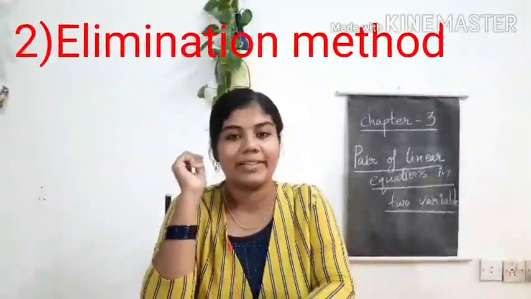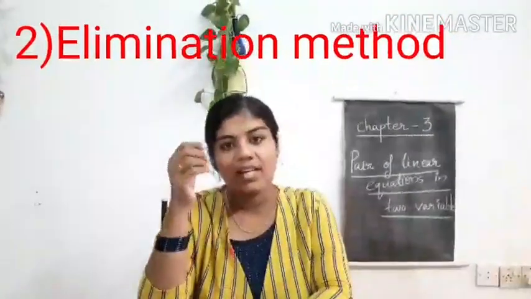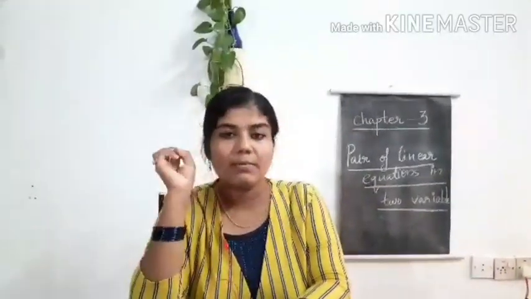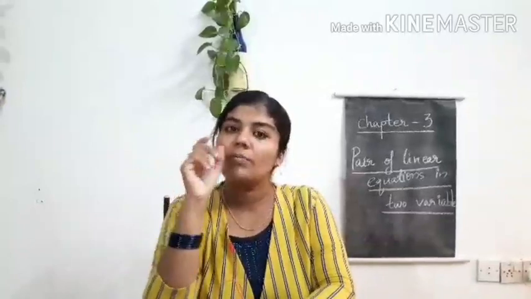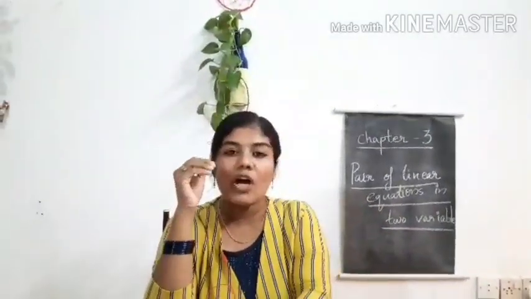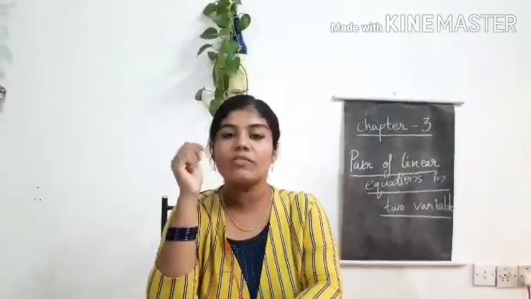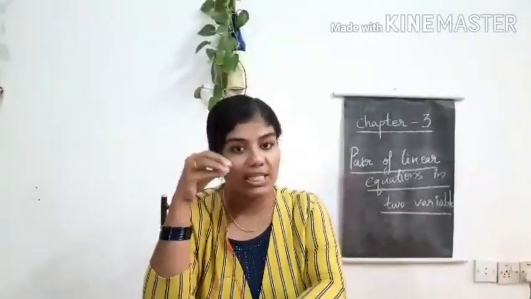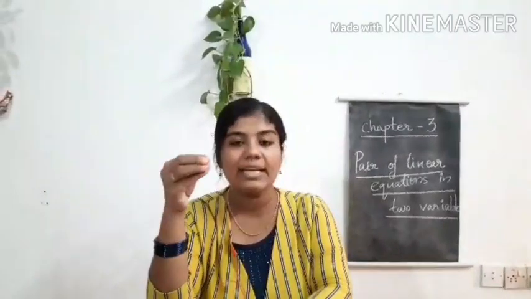In the elimination method, we will have two equations, a pair of linear equations, but both will look different. So for eliminating, both should be the same, meaning either for x or y the coefficient should be the same. If you write x as 3x, in the second equation also the coefficient of x should be 3. Only if the coefficients of x or y are the same can you eliminate.